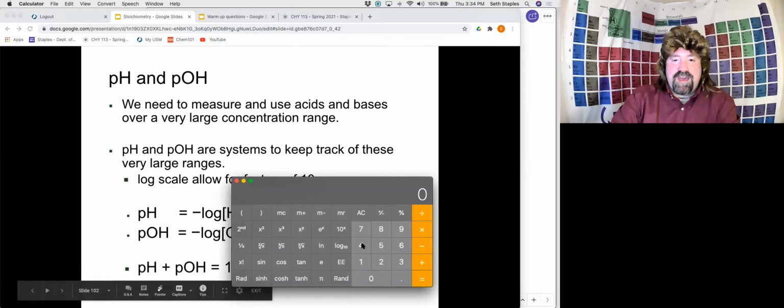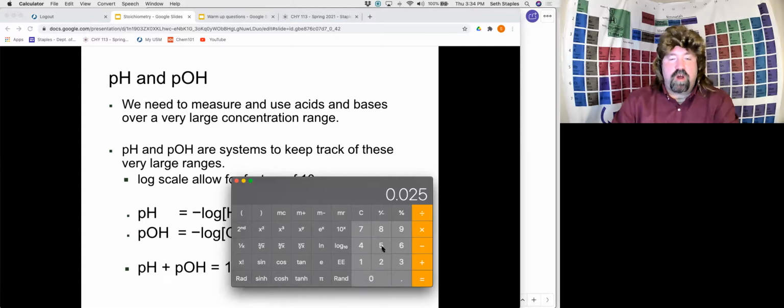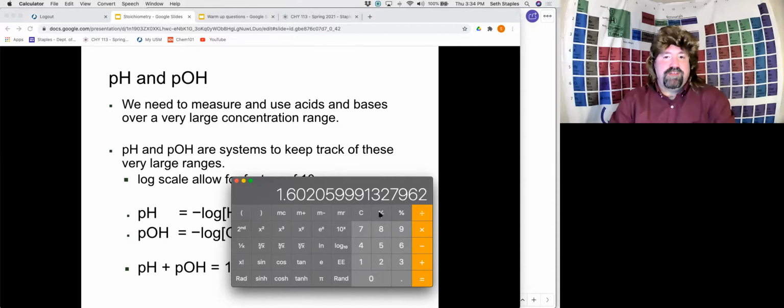So let's say that we have, for instance, a 0.025 molar concentration of H plus. In this type of calculator, all we do is hit the log 10 right here, and then we need to take the negative of that. And so the pH of that solution would be 1.6.